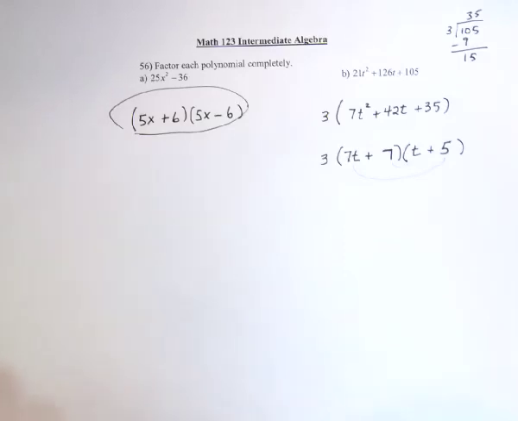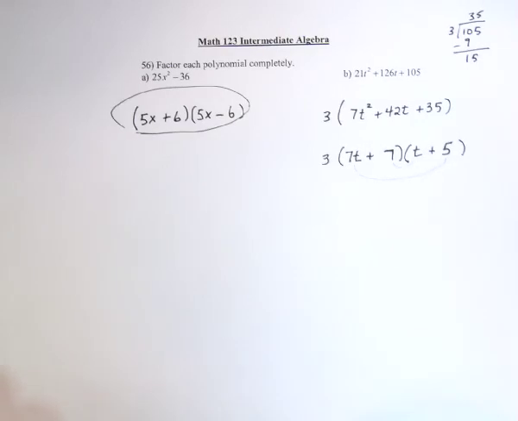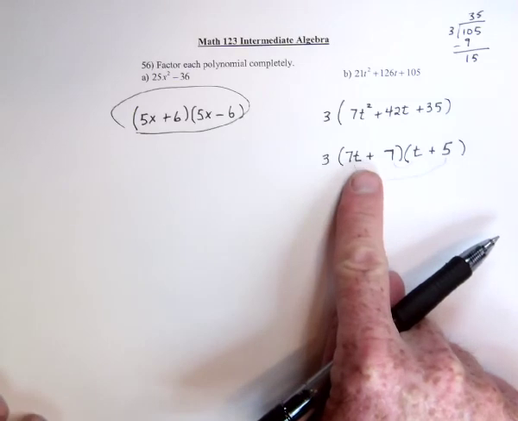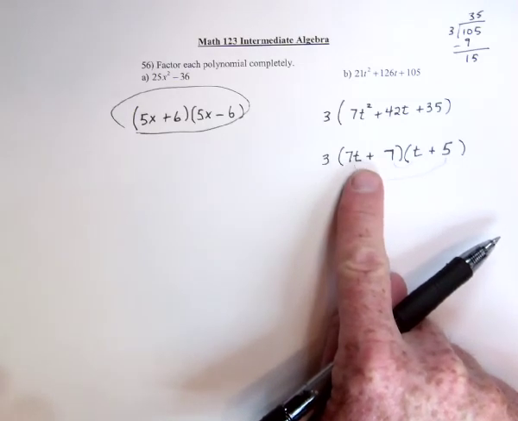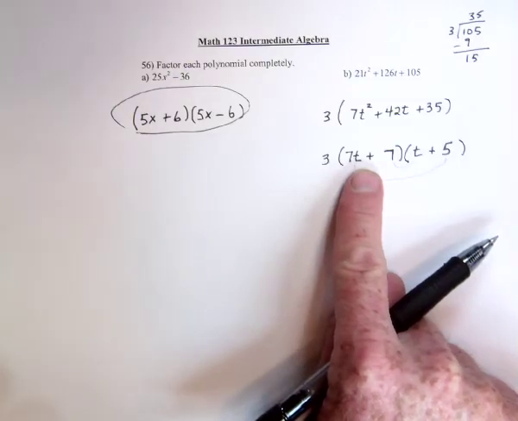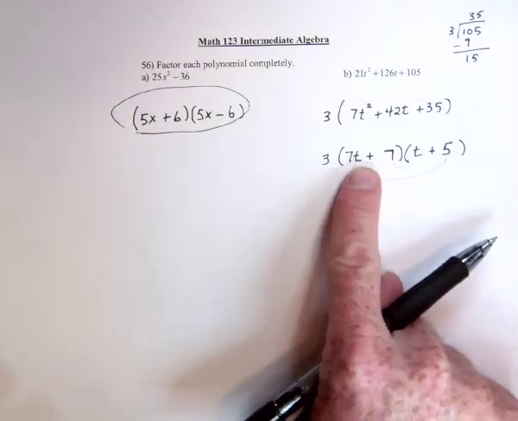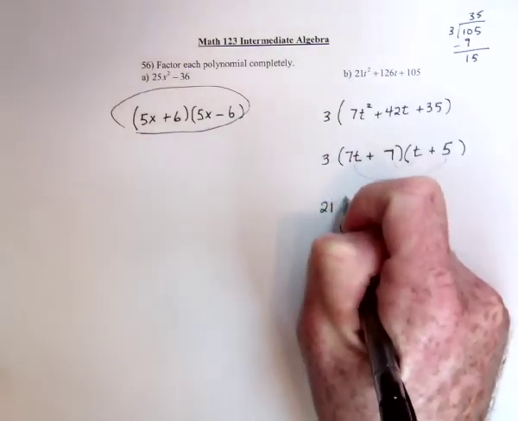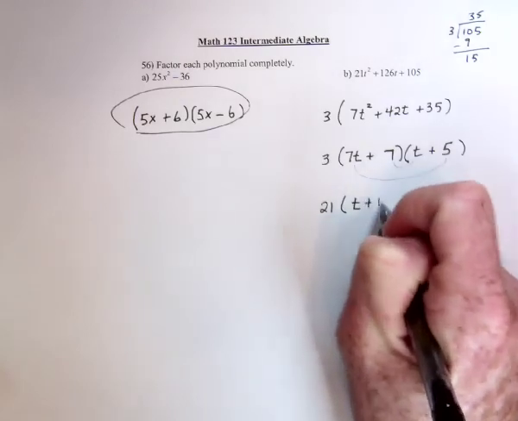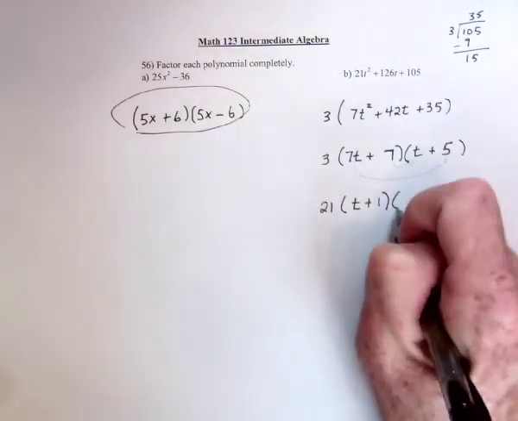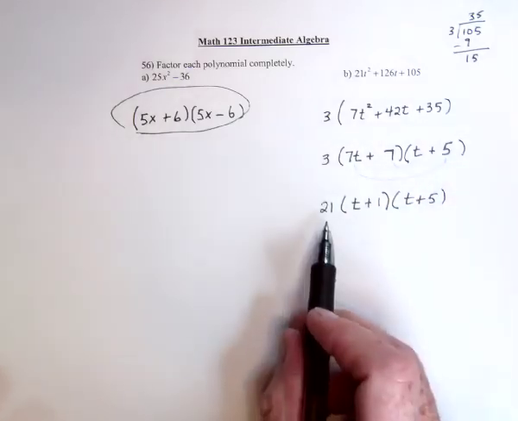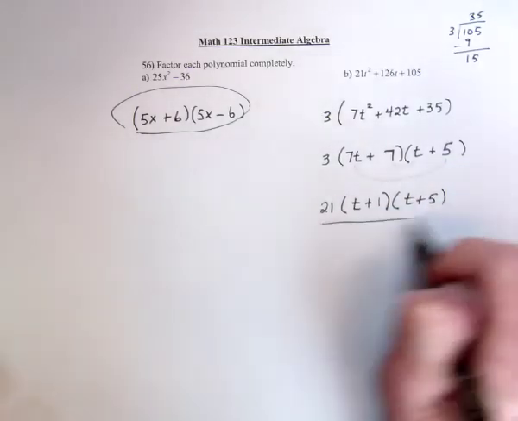Am I supposed to do anything else? Factor each polynomial completely. Oh, good thing I didn't turn off the camera. Did you notice? This is not factored completely. We could still factor out a 7. So if you factor out a 7 from this, it's going to have to go over here with the 3 and make a 21. So if you factor out the 7s, it leaves behind t plus 1. So that means at the very beginning I could have factored out a 21. Alright, well, got it done now.